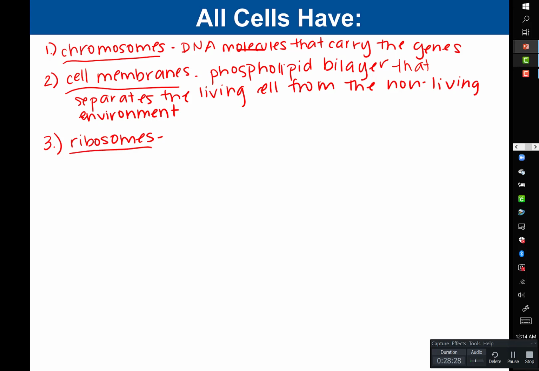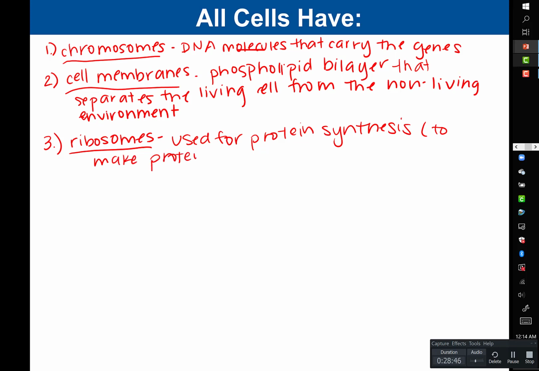So ribosomes are used for protein synthesis, so to make proteins. All cells need to be able to make proteins because proteins are the molecules, the macromolecules, that carry out the functions within the cell. So all cells must have ribosomes because it's used for protein synthesis to make proteins.